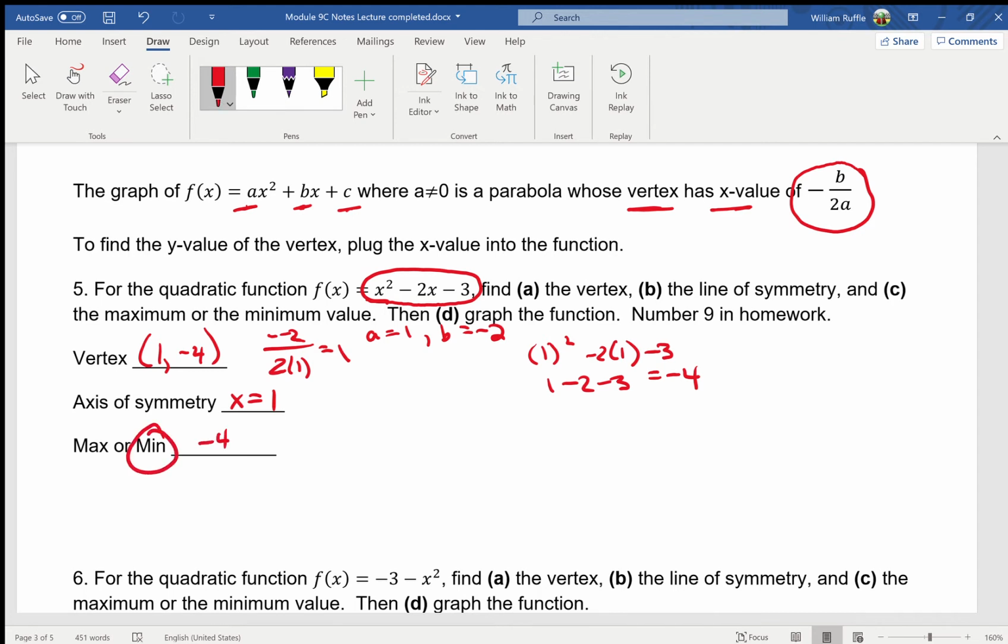Now again, to graph this, I need another point. So now we have the vertex is 1. So 0 is close to that. So I'd pick 0. And again, that's going to be 0 squared minus 2 times 0 minus 3. Well, 0 is nothing. Minus 2 times 0 is nothing. Minus 3. So it is negative 3. So my other point will be 0, negative 3.